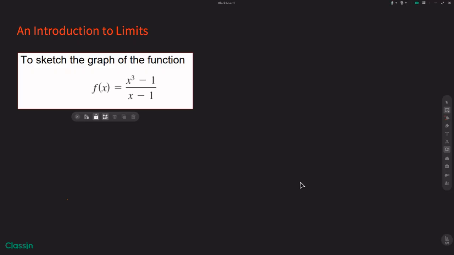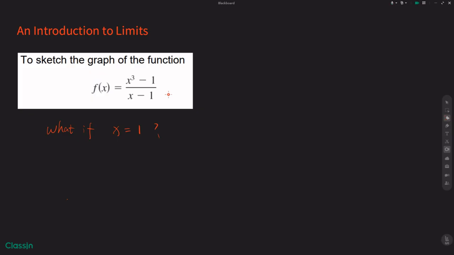You're absolutely right. But there is a very interesting point, a point that's going to cause some problem, and that is x equal to 1. What's going on when x equal to 1? Well, as you can see, you're going to get a 0 denominator. So any division by 0 is undefined.